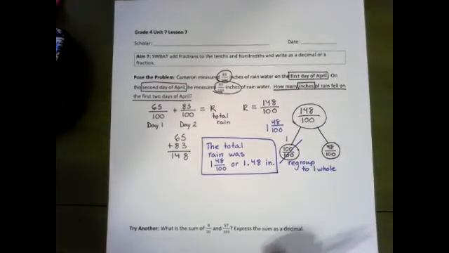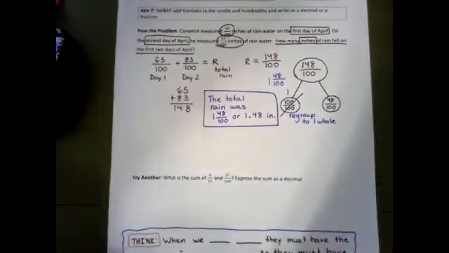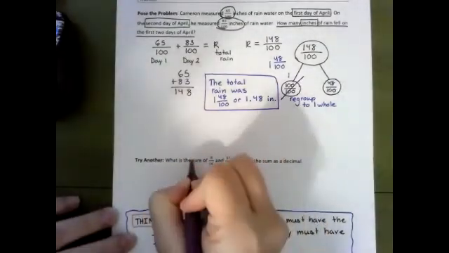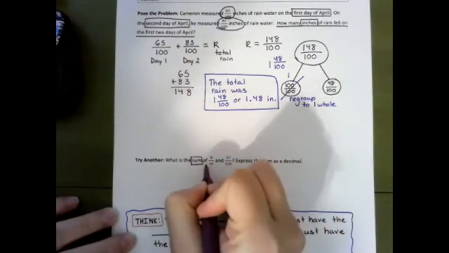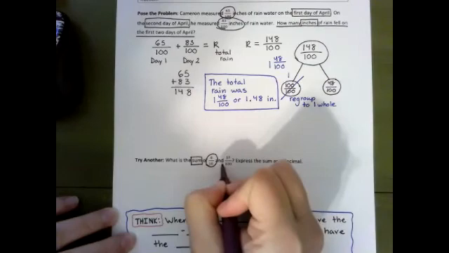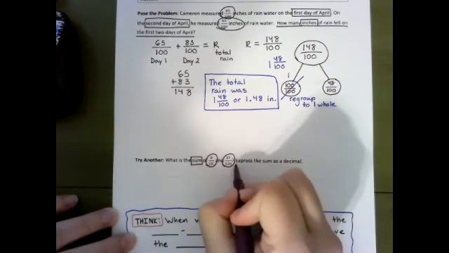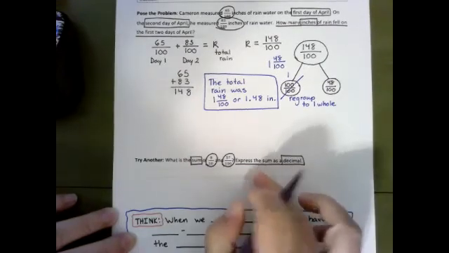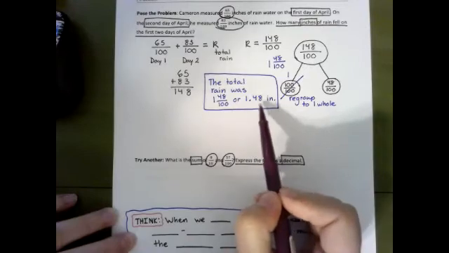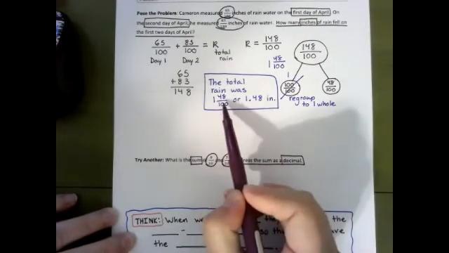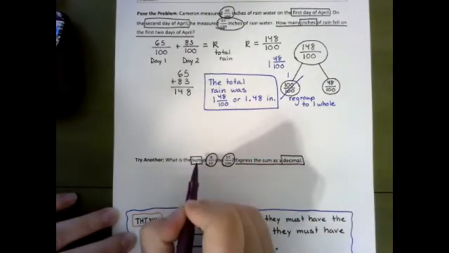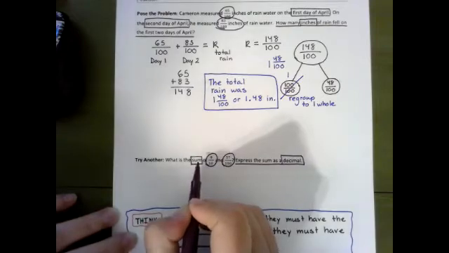Let's look at one more problem. Look at your try one more. What is the sum of 8 tenths and 57 hundredths? Express the sum as a decimal. In this problem, we need to put our answer in decimal form, not fraction form. So we can't forget that last step. In this problem, once again, we're looking for the sum. That means we're going to add.